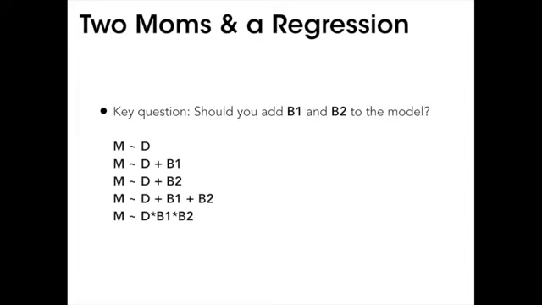The key question here is whether we include all the variables or only some, and of course, how to include them as well. So the first regression equation we have here, M tilde D, this means we're going to model M as a function. Sorry, I've got this reversed. It's D tilde M. In the rest of the slides, it's correct, I hope. Daughter's family size as a function of the mom's family size.